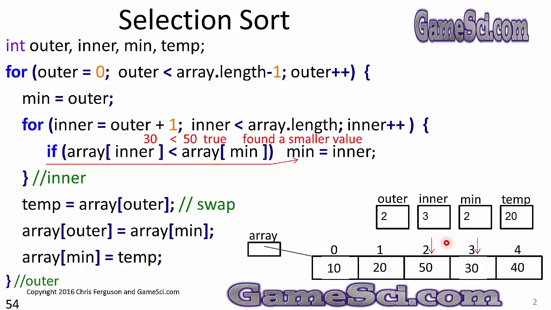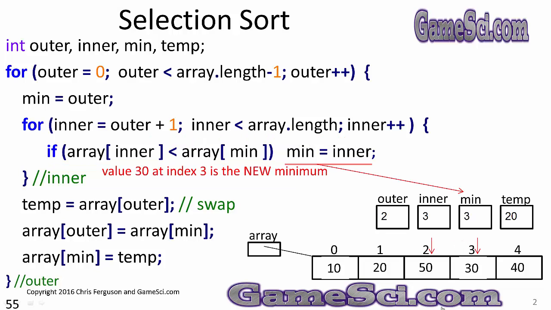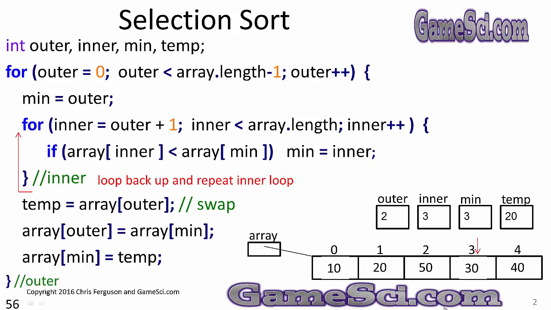We're comparing these two indexes in the array. Position 2, the minimum, with inner, position 3, and position 3 is smaller, so let's set a new minimum. Min equals inner. The value 30 at index 3 is the new minimum. So we're going to set this as our minimum value. It is smaller. We'll loop back up and repeat the inner loop.